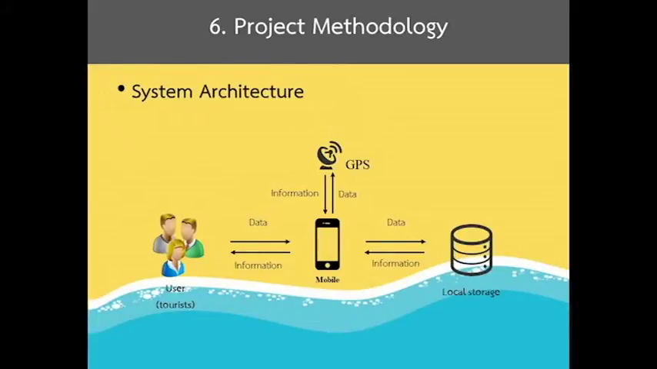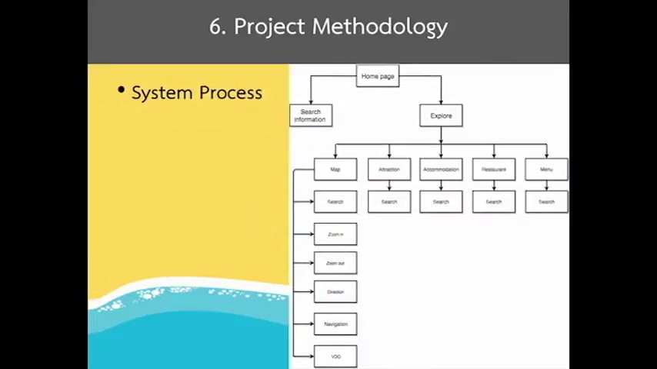Project methodology, system architecture. The user or tourist can use the application. It sends GPS by smartphone. The user can find information about a location and then send the data to local storage. The local storage sends the requested information back to the user. This is the system process.